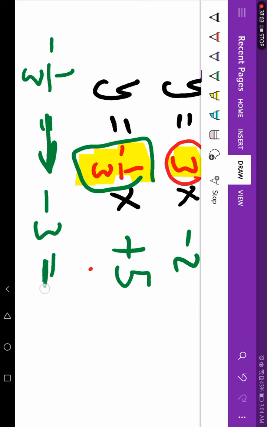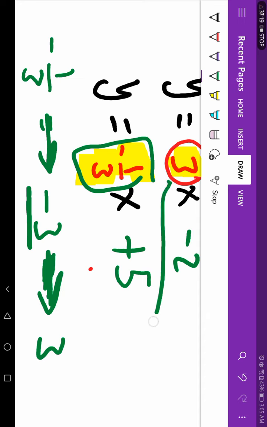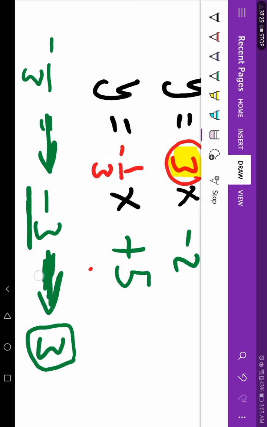Then the opposite sign. So first of all, I flip it. Then I take the opposite, I write the opposite of this number, which is 3. See? They are the same now. So in this case, they are perpendicular.